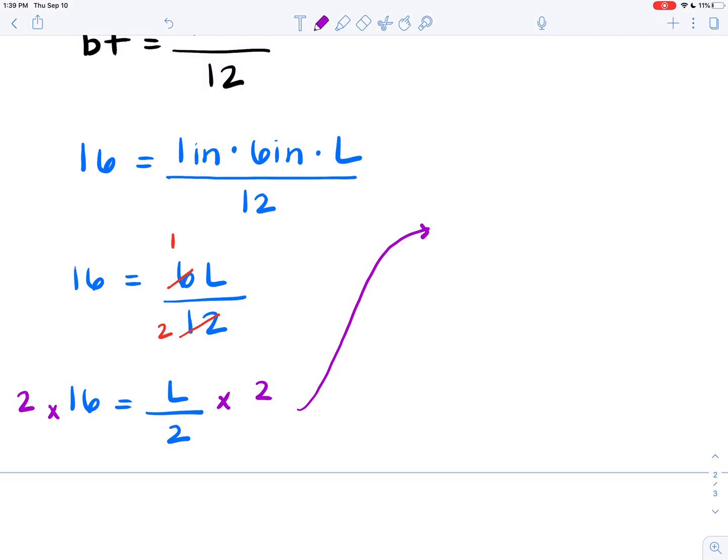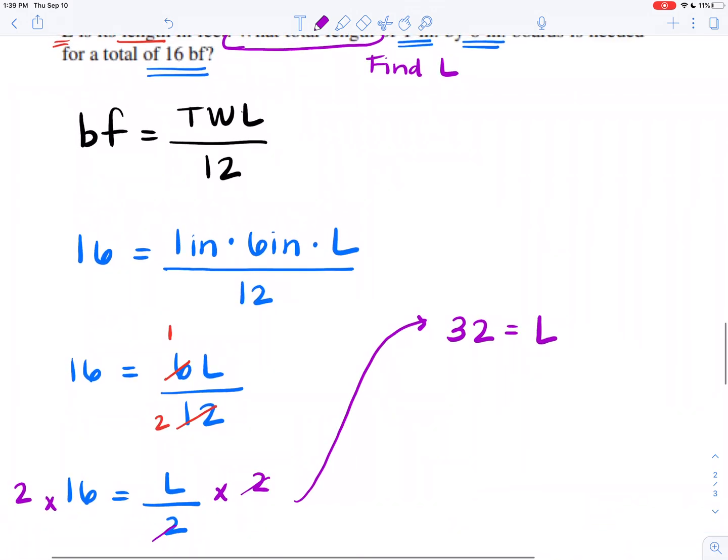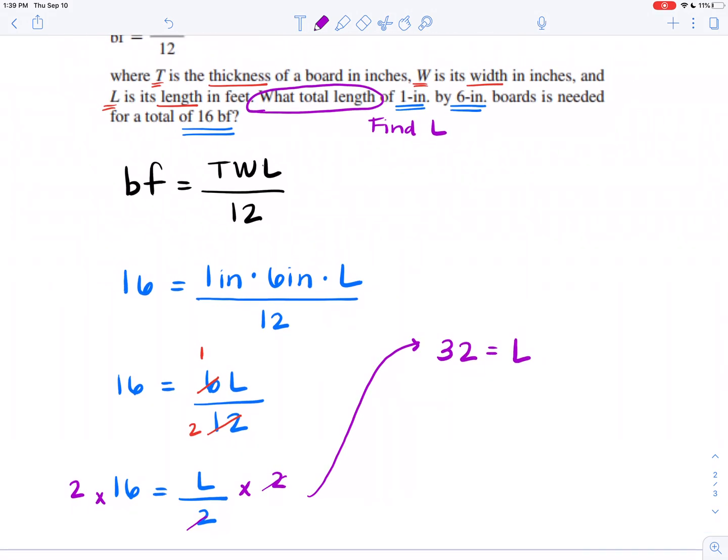And that would leave me with 32 on the left-hand side. These 2's would go away, which is what should happen. And that's going to leave me with L. And notice the length is in feet, so when I find the value of L, I'm going to write the length as 32 feet. And then I have solved for the unknown value.